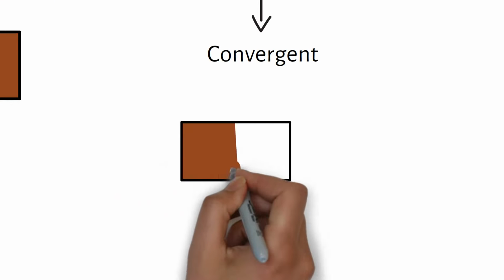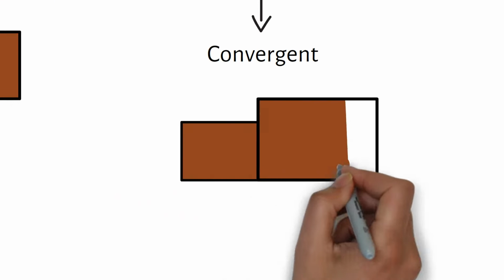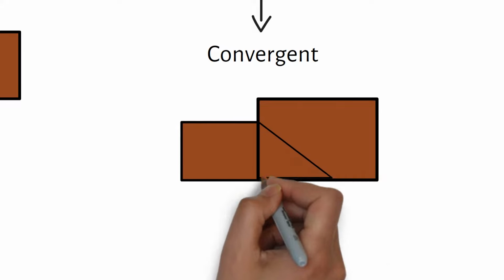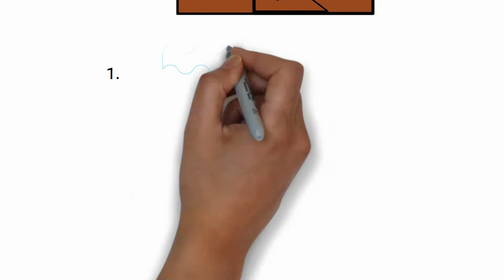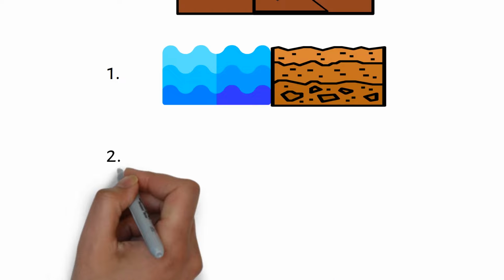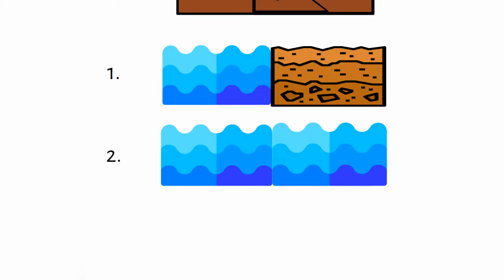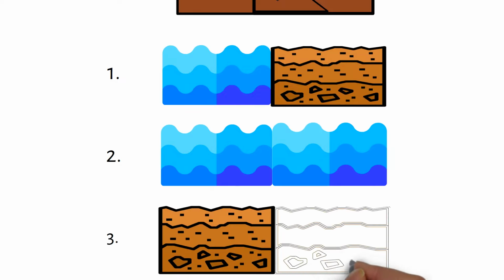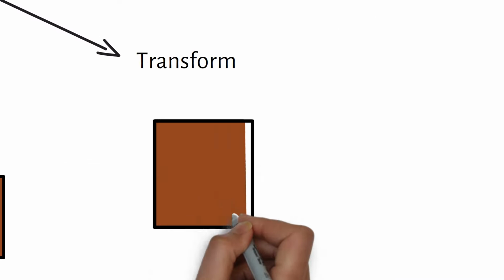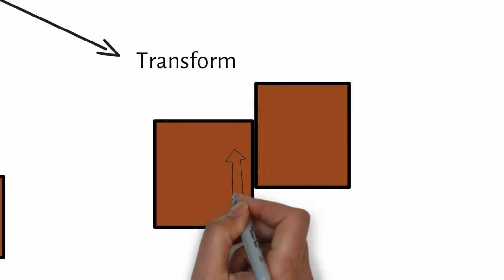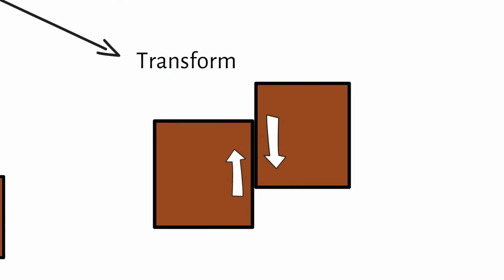Convergent. Crust is destroyed as one plate dives under another. Site is called subduction zone. There are 3 combinations that come under convergent, which are oceanic-continental, oceanic-oceanic, continental-continental. Transform. Crust is not produced or destroyed as plates slide horizontally past each other.